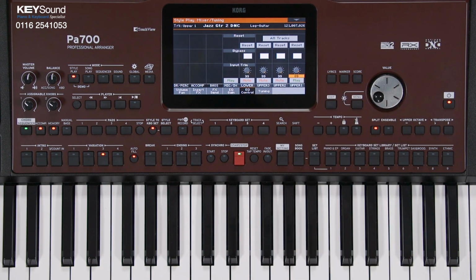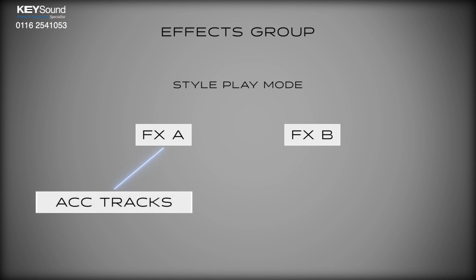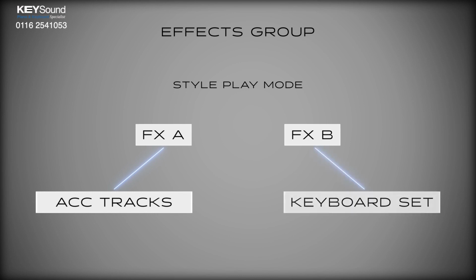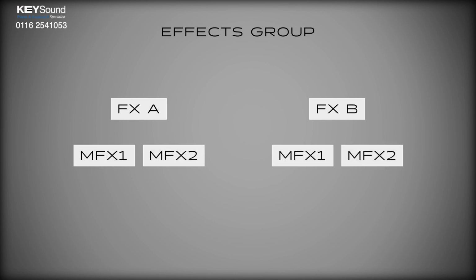The Insert and Master Effects section of the Pa700 is divided into 2 parts, Effects Group A and Effects Group B. In Style Play mode, Effects Group A is used for the sounds of the accompaniment tracks, and Effects Group B is used for the sounds of the keyboard set. An effects group has 2 different types of effects, Insert Effects and Master Effects. Effects Group A and B each have 2 master effects. Effects Group A has 2 insert effects, and Effects Group B has 1.